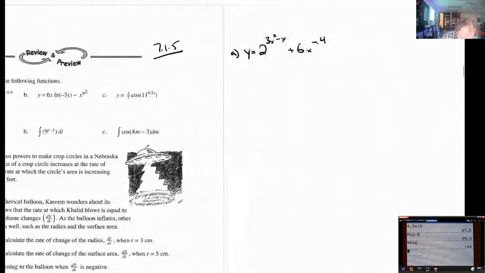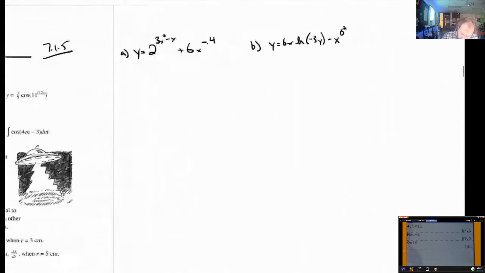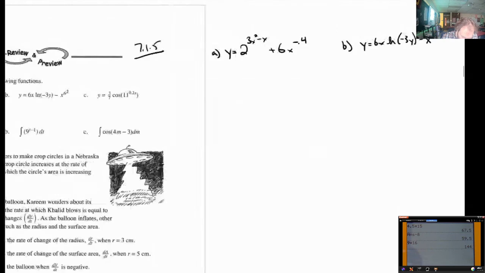I'm going to go ahead and write down B and C also, since I'm right here. y equals 6x times the natural log of negative 3y minus, I wonder if that's a typo, minus x to the 6 squared power. I don't like B. I'm going to be honest with you. I think B is going to be thrown away right away. I'm just looking at it right now. I think B is ridiculous. I'll leave it there for now. We'll see. I'll take the first step, and then I'll decide if it's worth doing or not.